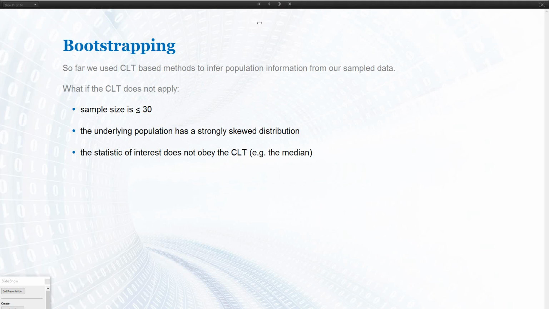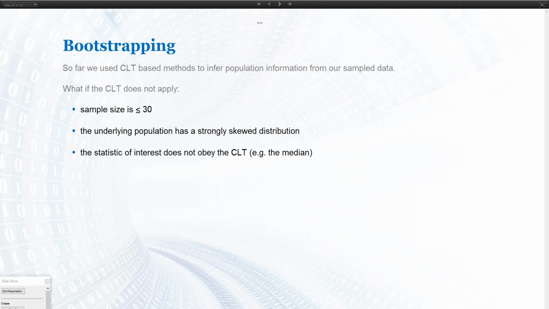Now what if the central limit theorem does not apply? Yeah, there are a couple of cases. Maybe our sample is smaller than 30, for example. It's a small sample; in astronomy it is extremely common to have samples smaller than 30.